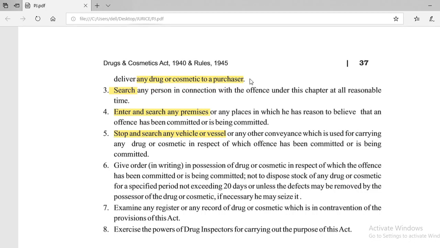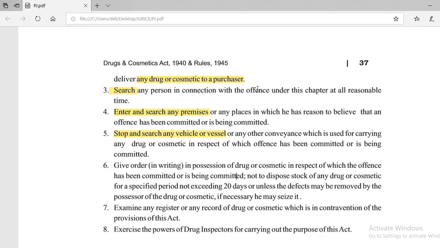Then the third, he can search. Now what can he search? Any person in connection with an offense under this chapter. This chapter means the Drugs and Cosmetics Act 1940 and rules thereunder 1945. इस ऑफेंस के अंदर, इस एक्ट के अंदर जो भी कुछ ड्रग इंस्पेक्टर को लगता है कि if someone is committing a crime or someone is doing an offense, then he can search any person at all reasonable times. Means वो कभी भी आ सकता है, and he can search or he can demand anything, okay.